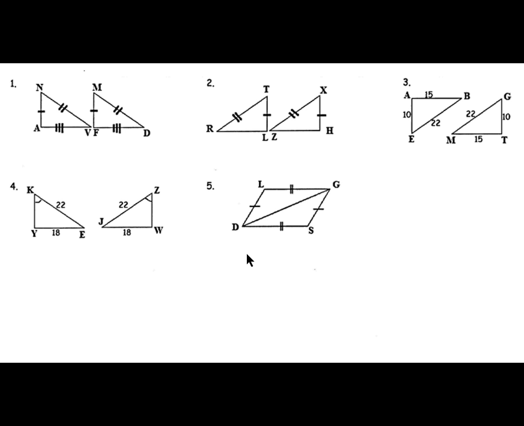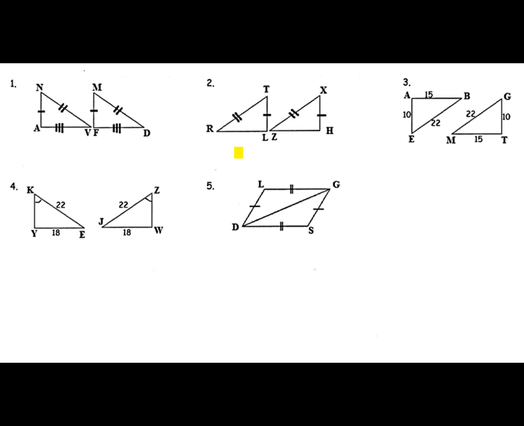For these problems, we just want to identify whether each picture is an example of SSS or not. That's it. So in problem number 1, we look at our two triangles. Is this an example of SSS? Yes, it is. The three sides of one triangle match the three sides in the other. All right, for problem number 2, is that one an example of SSS?